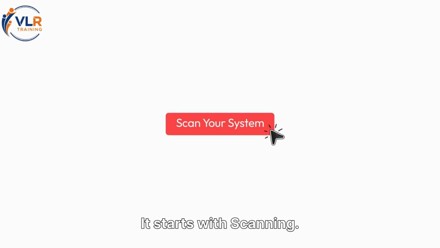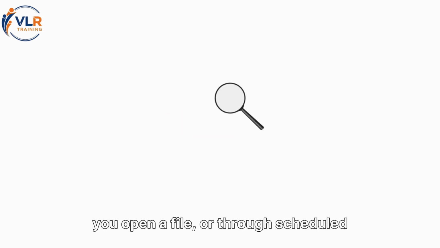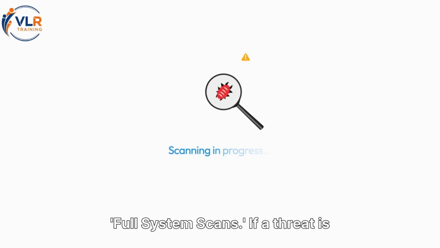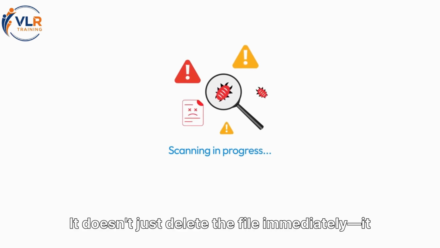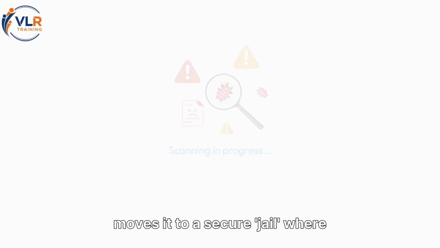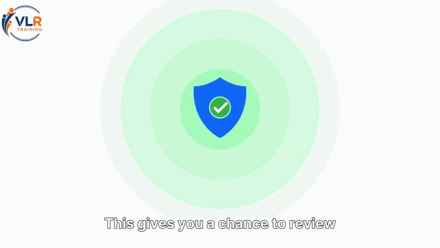It starts with scanning. This happens in the background every time you open a file or through scheduled full system scans. If a threat is found, the software performs quarantining. It doesn't just delete the file immediately. It moves it to a secure jail where it can't interact with the rest of your system. This gives you a chance to review it.